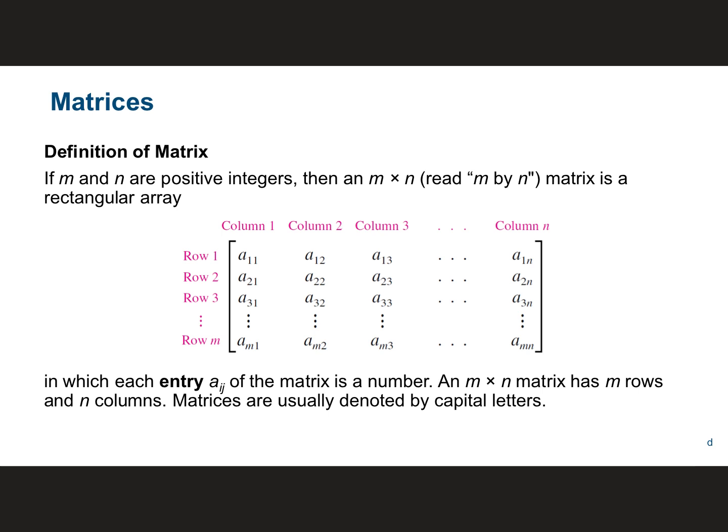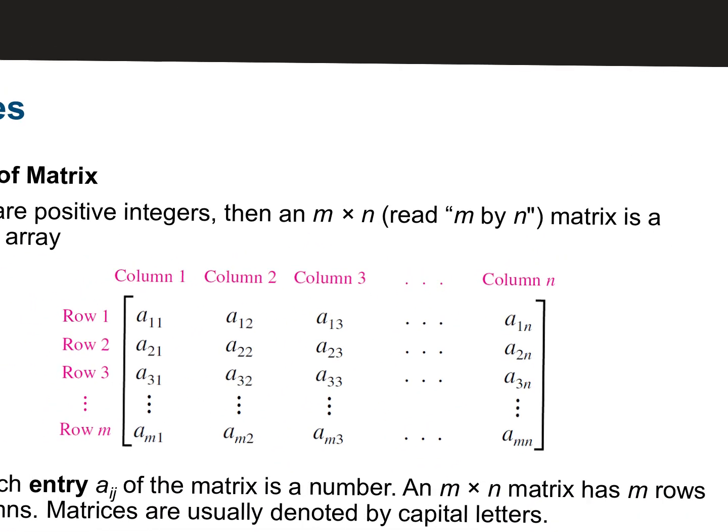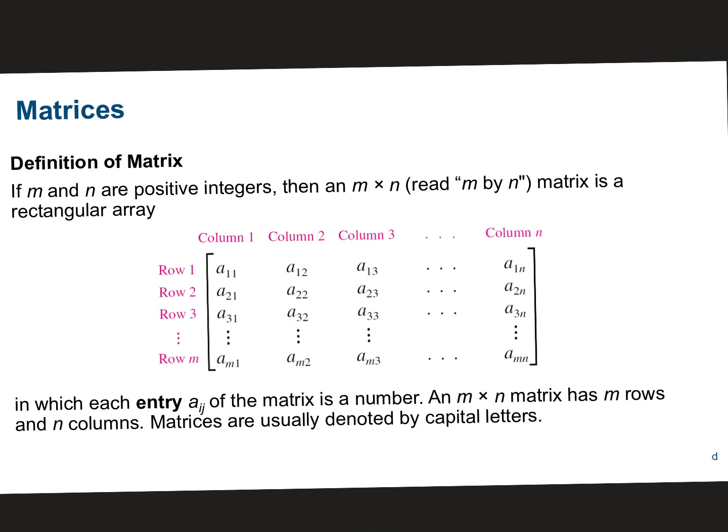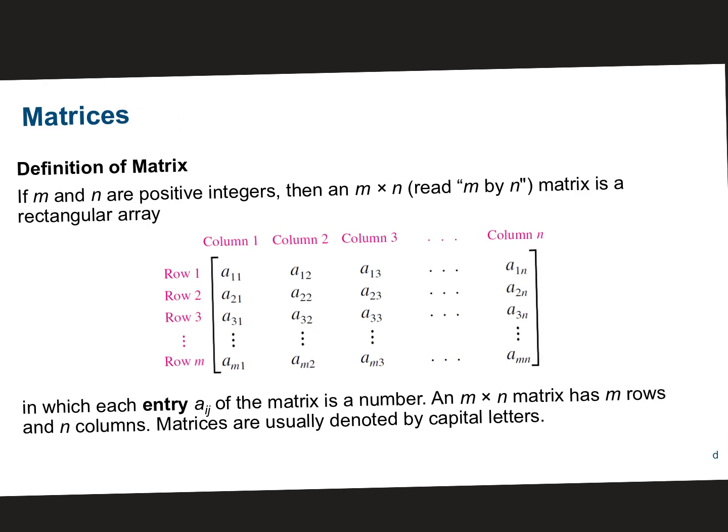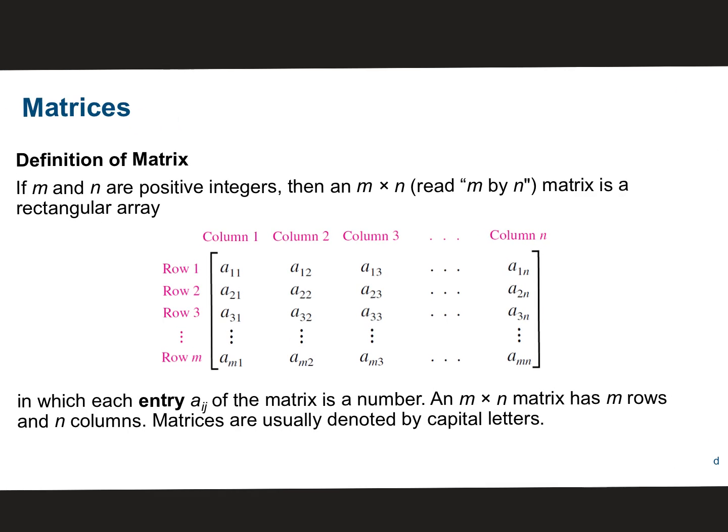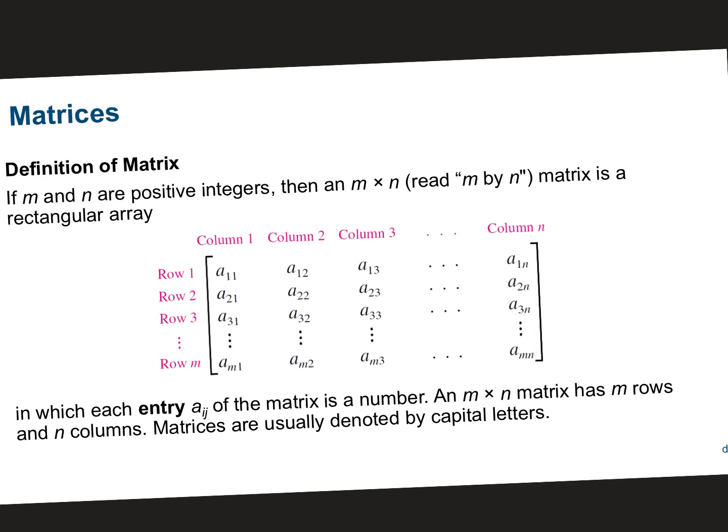But I do want to introduce you to the concept of what a matrix is, how to add them and subtract them, multiply them, that sort of thing. So it says the definition of a matrix: M and N are positive integers, and it's read M by N. Notice that. A matrix is a rectangular array of numbers. You're going to see a bunch of numbers in these little bracket things.